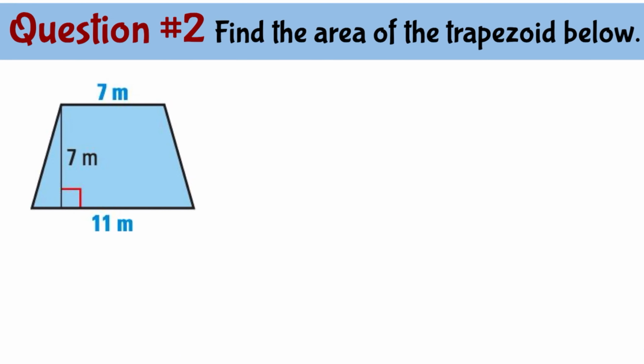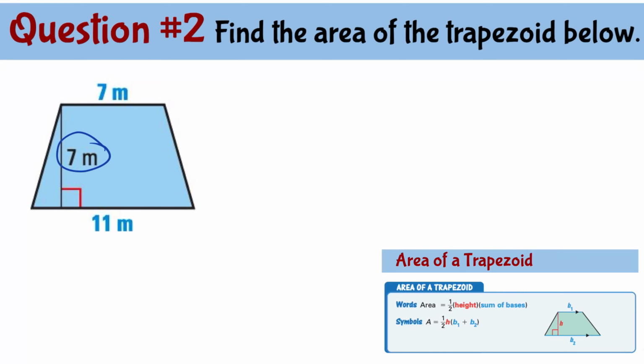Question number 2. Find the area of the trapezoid below. So in this figure, what's the height? The height is 7 meters. And base 1 and base 2 are 11 meters and 7 meters. So again, we will plug them into the formula. So we will have 1/2 times the height, 7, and base 1 plus base 2, which is 7 plus 11.